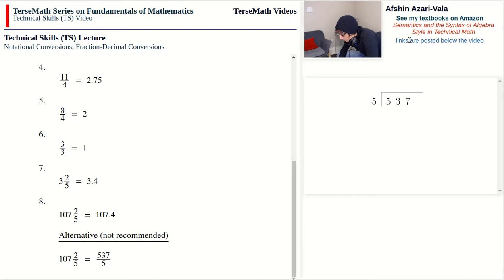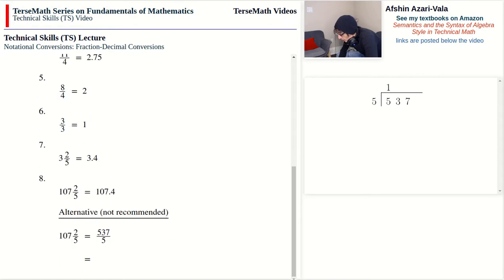537 divided by 5. We begin with 5. 5 into 5 goes once. 1 times 5 is 5, subtract, and then 3 comes down. 5 into 3 goes 0 times. Now if it's a 0, I'm not going to bother with 0 times 5, 0, and subtract. Again, I'm going to take the shortcut and bring 7 down. 5 into 37 goes 7 times. 7 times 5 is 35, and we subtract to get 2.